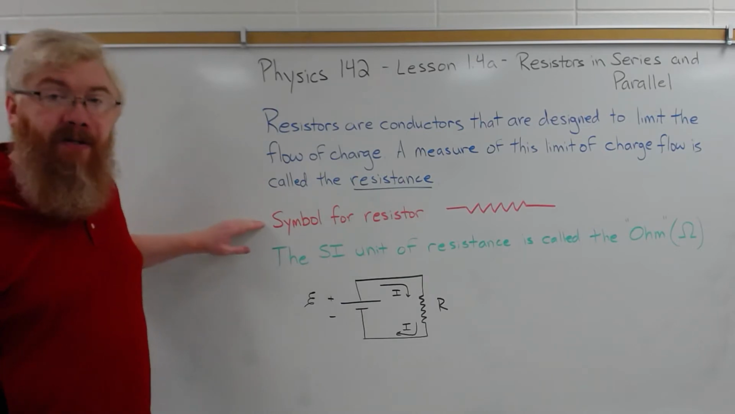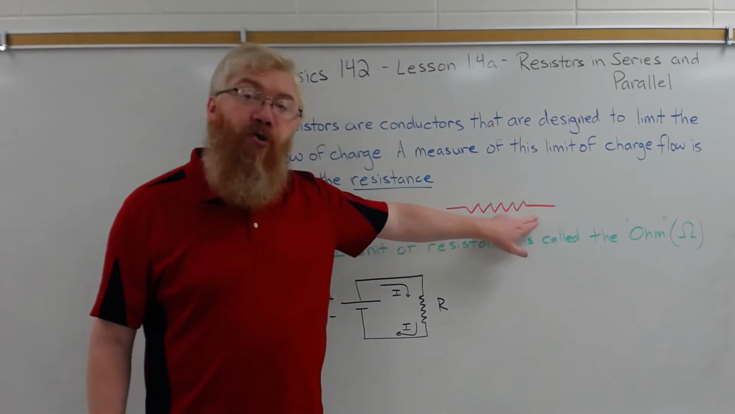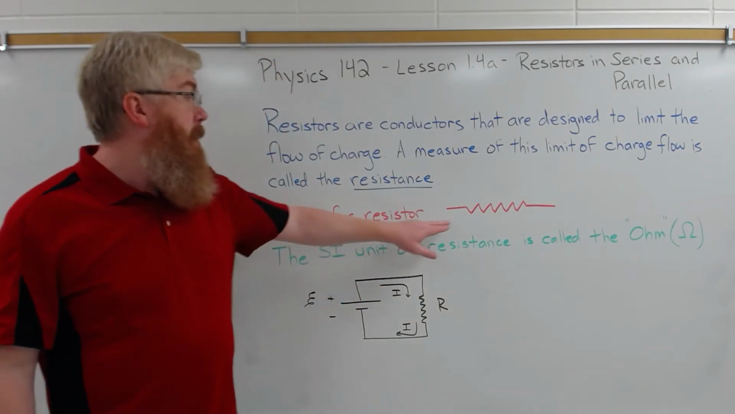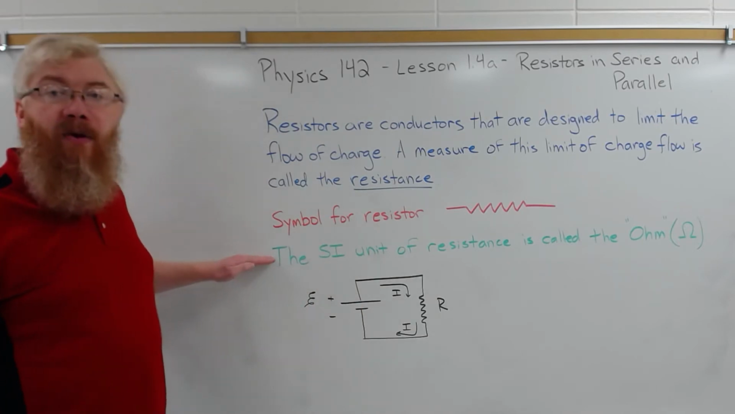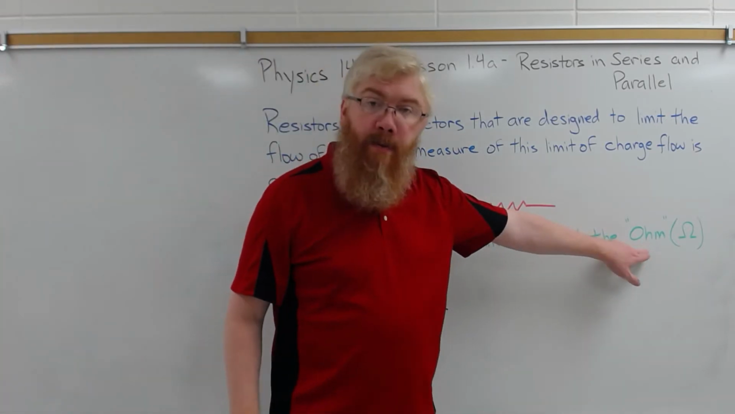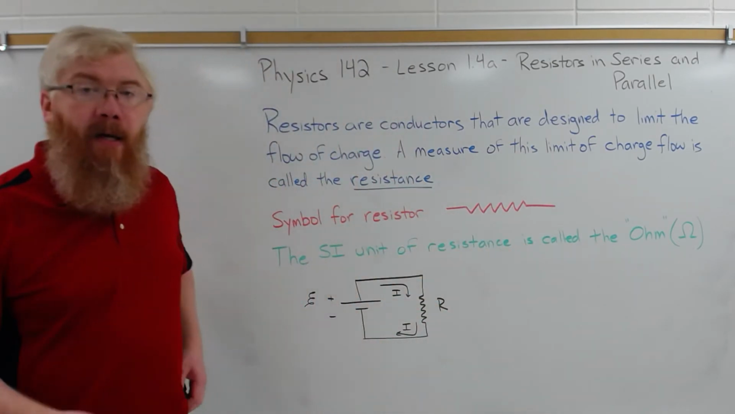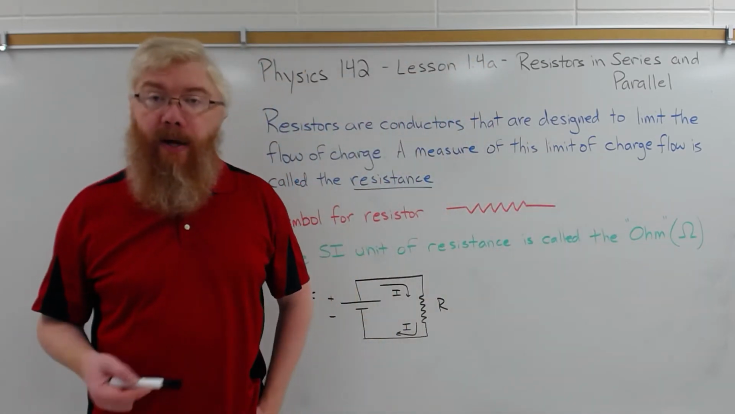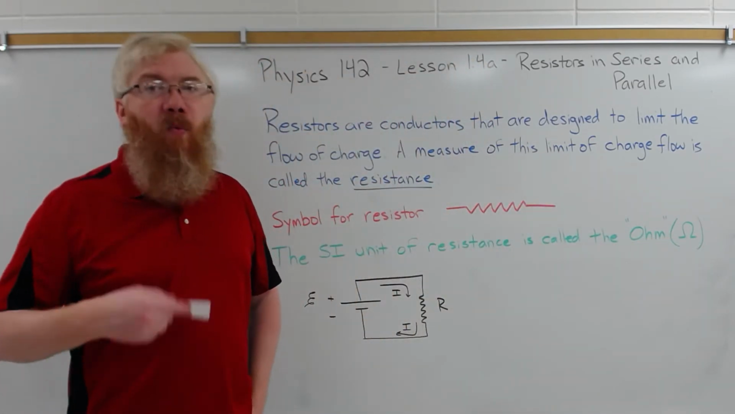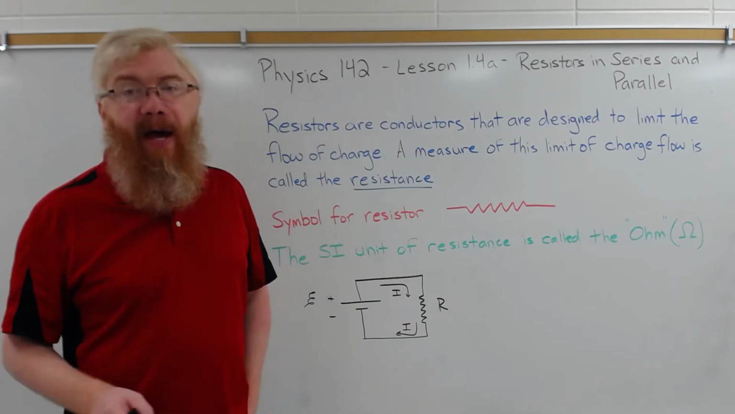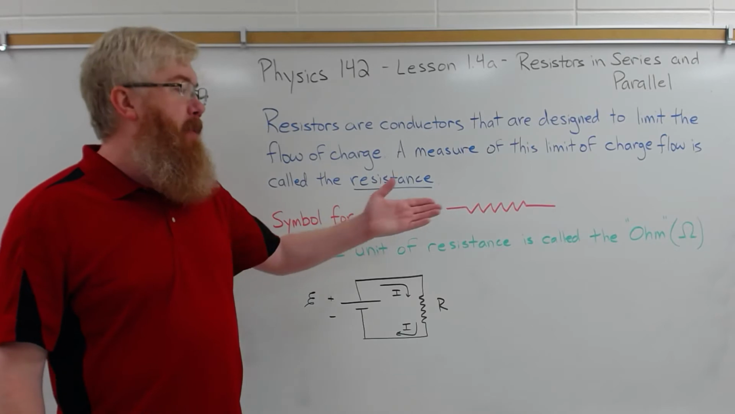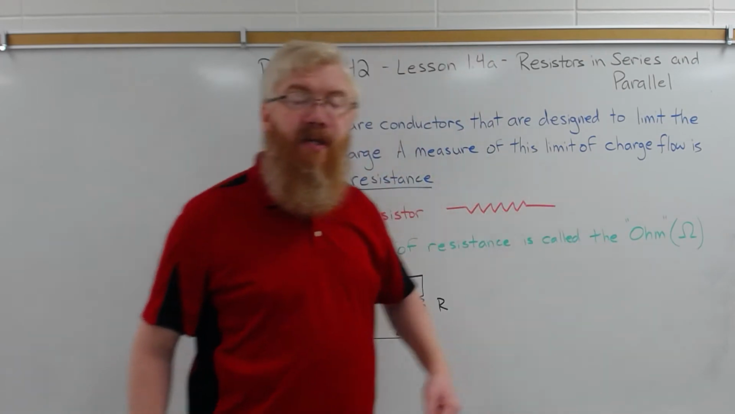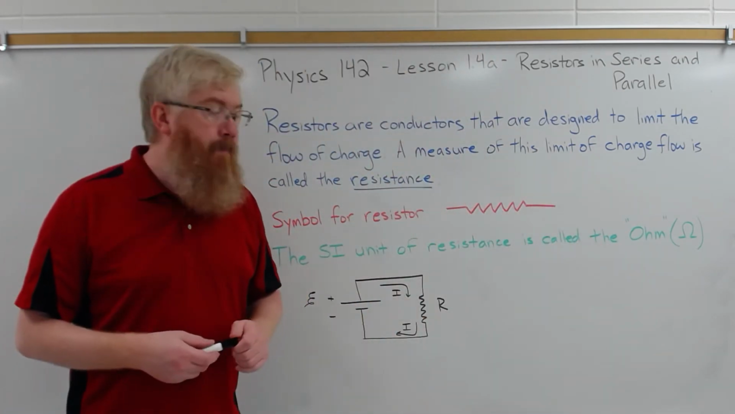The symbol for a resistor in an electric circuit is basically this sawtooth pattern. So again, this jagged line up and down, up and down. As a reminder, the SI unit for resistance is called the ohm. The ohm is represented by the Greek symbol omega. Most units, like the watt is a W, the joule is a J, the meter is an M. Ohm can't be an O because it looks too much like a 0. So physicists use the Greek letter omega to represent ohms.